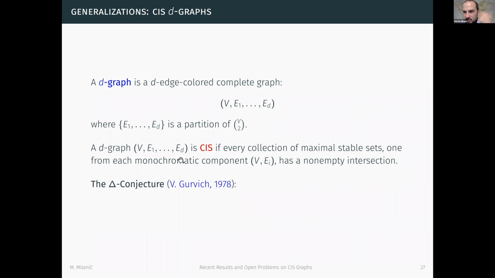and it could be reduced to the study of D equals 2, CIS graphs, if the Delta conjecture is true, which was posed by Vladimir Gurvich in his PhD thesis in 1978, which says that in any CIS D-graph, you can never have a rainbow triangle. You can never have 3 vertices such that the corresponding 3 edges are colored with different colors. So it's a very easy to state conjecture, but as far as I know, it is still open.